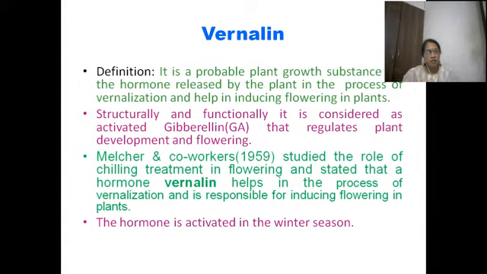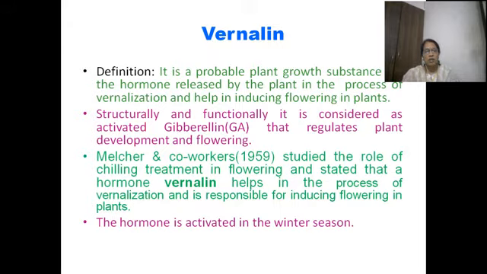into the reproductive phase. At the time when it enters into the reproductive phase, it produces this plant growth substance named as vernalin, which is probably gibberellin only, or maybe precursor of gibberellin, which is able to produce or activate the induction of flowering. Okay, structurally and functionally, it is considered as an activated gibberellin that regulates plant development and flowering. Even florigen or vernalin, both are considered as the gibberellins. They are basically the activated gibberellins which are responsible for inducing flowering in plants.